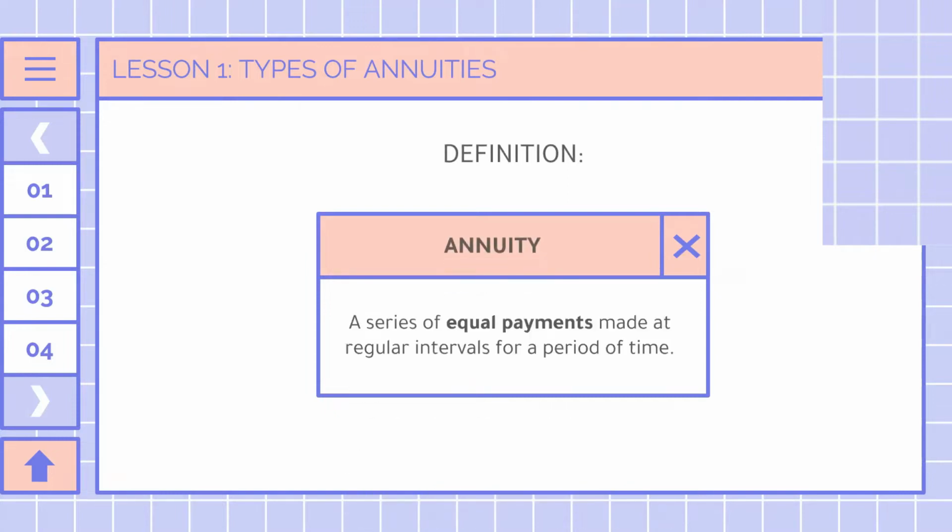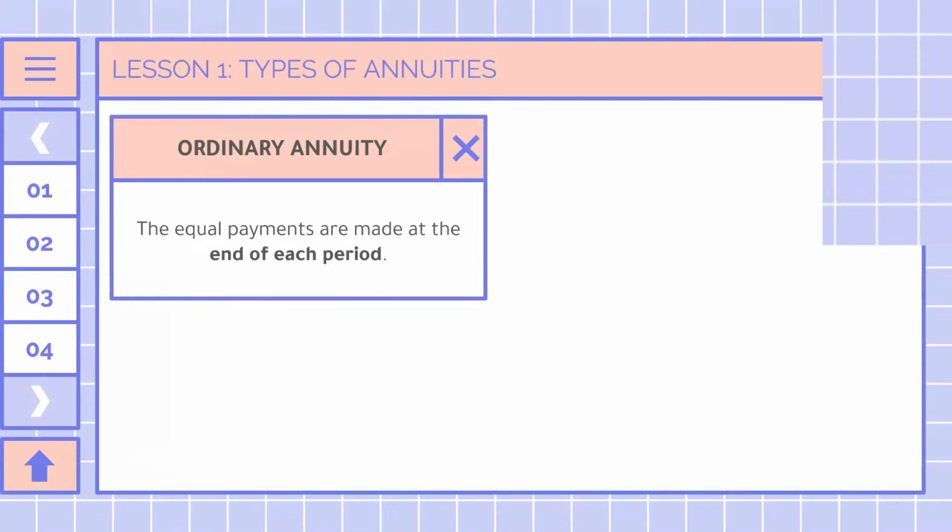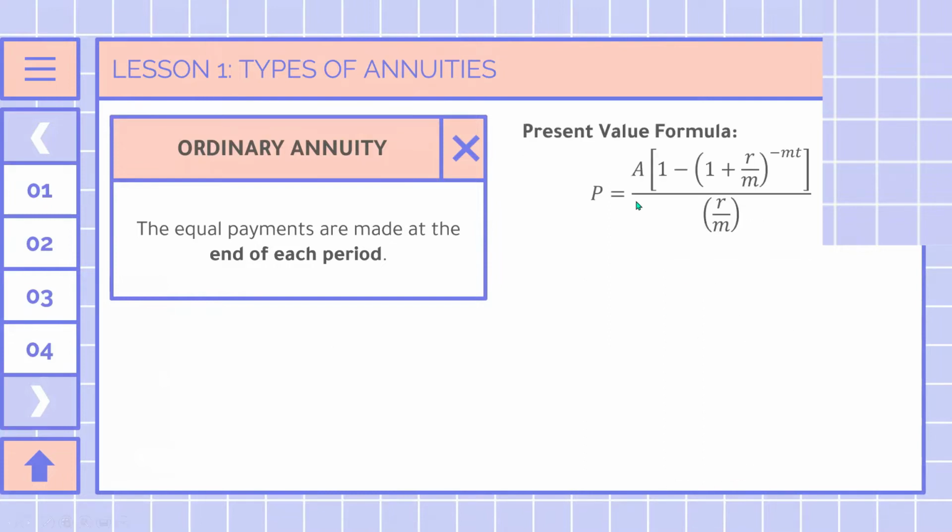Annuity is a series of equal payments made at regular intervals for a period of time. So first type is ordinary annuity. It is where equal payments are made at the end of each period. So for the present value formula, P is equal to A multiplied to the quantity of 1 minus (1 plus R over M) raised to negative M multiplied to T, all over R over M.